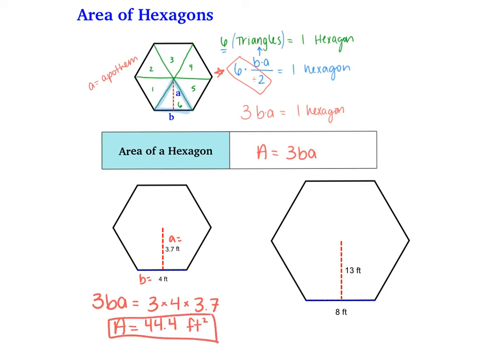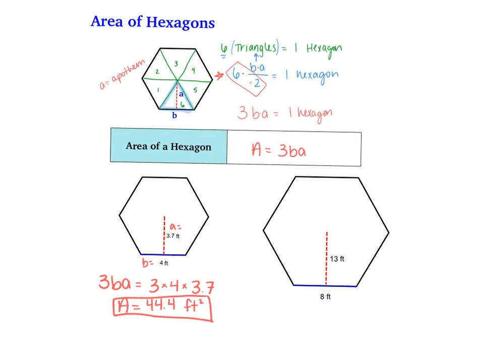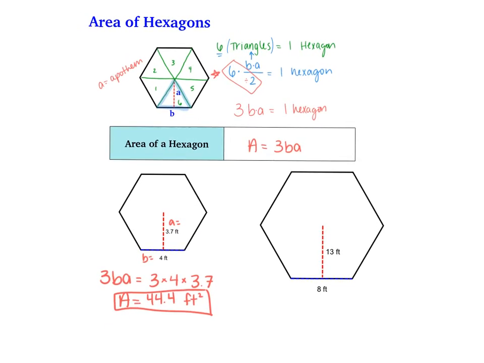In this next example, a slightly bigger hexagon, I might zoom out for a second. I have a base of 8 feet and an apothem of 13 feet. So 3 times 8 times 13 would give me an area of 312 feet squared.